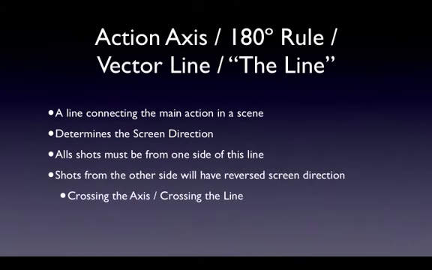This is a line that runs between the main action in the scene, either the subject to the object they're working on, or between two subjects. All shots, all camera positions must then be on the same side of the action axis to maintain that correct screen direction for the viewer. If the camera shoots from the other side of the line, the action on the screen will appear to be reversed to the viewer. That's known as crossing the line or crossing the axis.